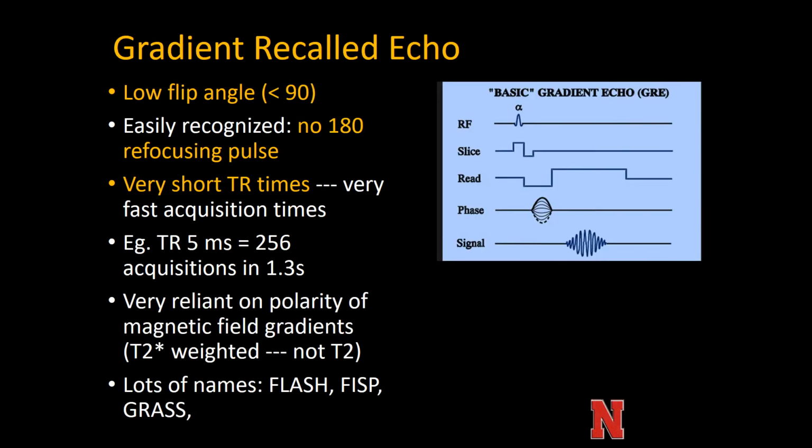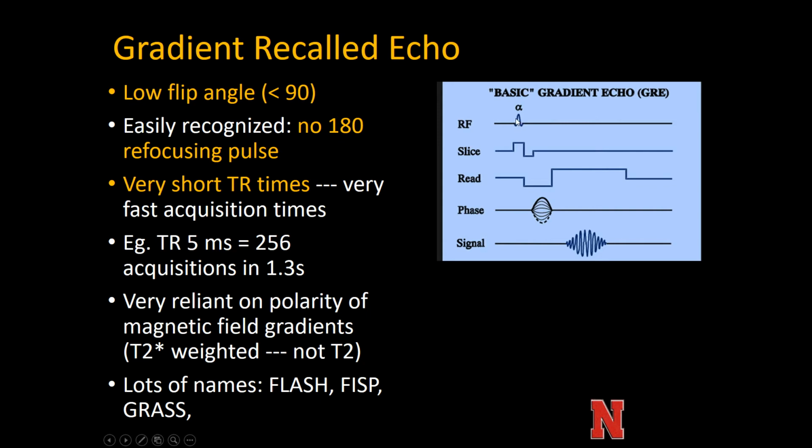The next pulse sequence we're going to talk about is a gradient recalled echo, or a GRE. These usually have a low flip angle. So again, they're very easy to identify, because if they give you a flip angle, it's just called alpha here. But if the flip angle is like 10, 15, 20, immediately you're going to think, oh, this is a gradient recalled echo pulse sequence. It's easily recognized as well because there's no 180 degree refocusing pulse. So if you see a single pulse here and there's no 180, then you're going to guess it's a GRE.